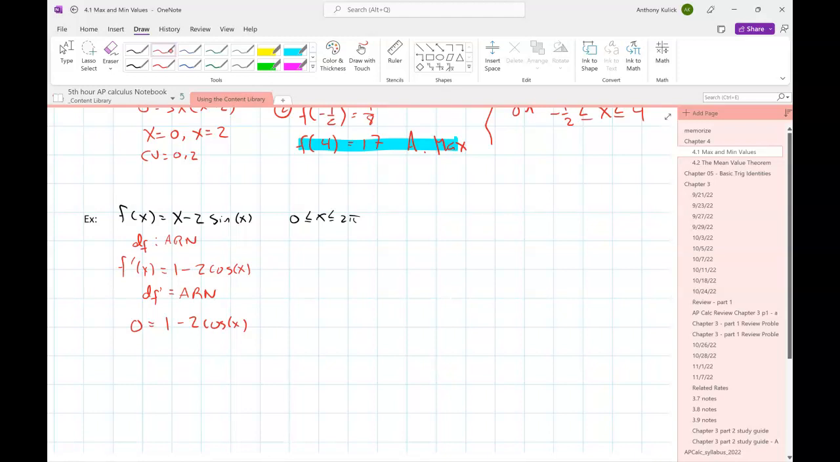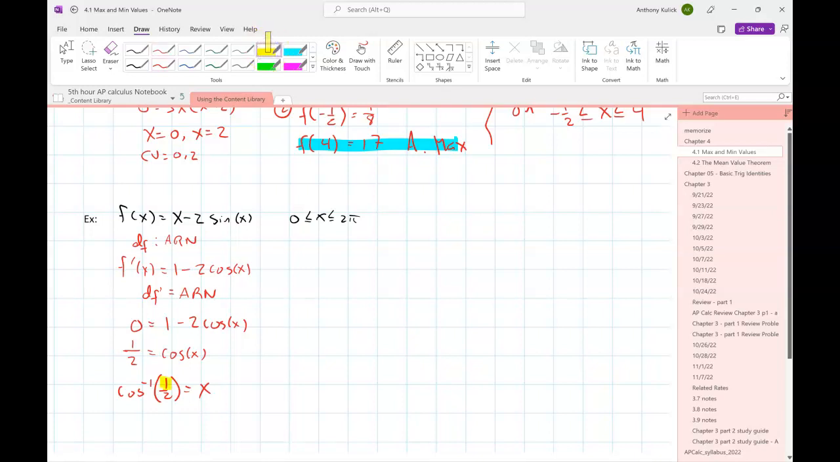So I'm just going to solve here. If I subtract 1 from both sides and then divide by -2, I have 1/2 is equal to cosine x. I'll do the cosine inverse to both sides, and I have that x is equal to cosine inverse of 1/2.